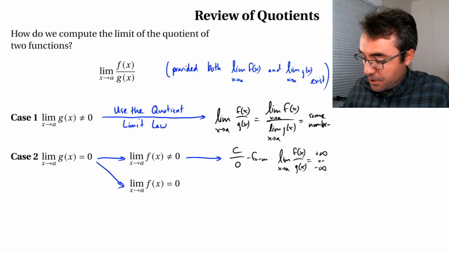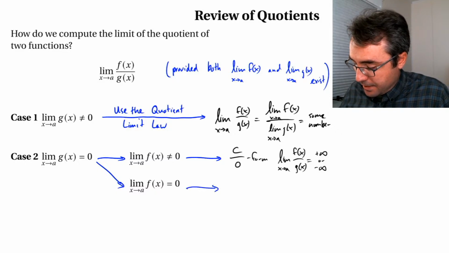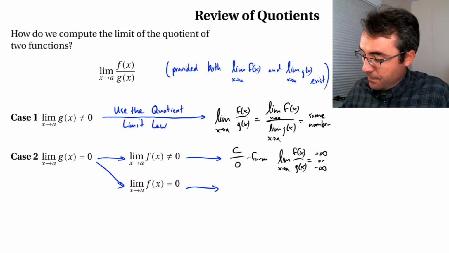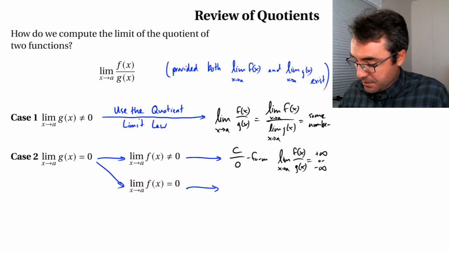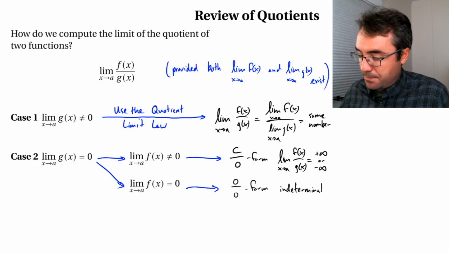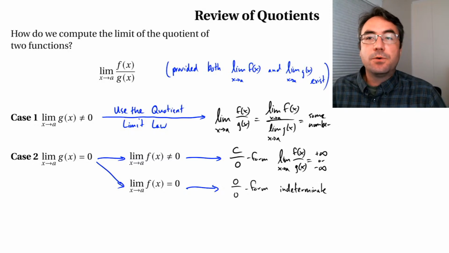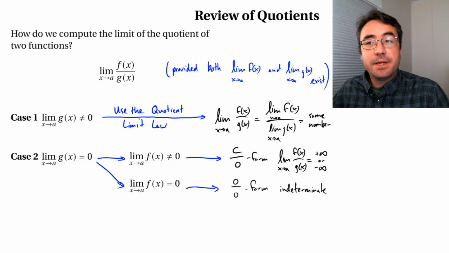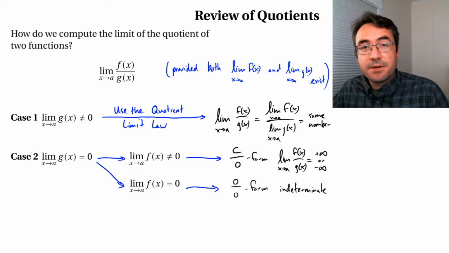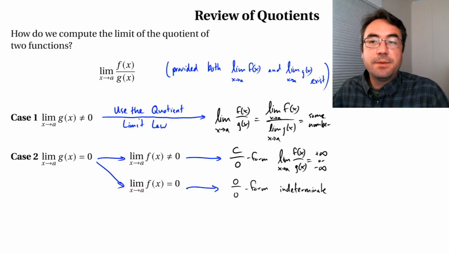Now, if both terms go to 0, we're going to get what we call, and we've looked at this a little bit before, the 0 over 0 form. And this is where we ran into trouble, and we called this an indeterminate form. And so it's unknown what actually happens. Does the limit exist? Is it infinite? Is it some number? Is it 0? We don't know what this limit is doing, so it's a mystery.